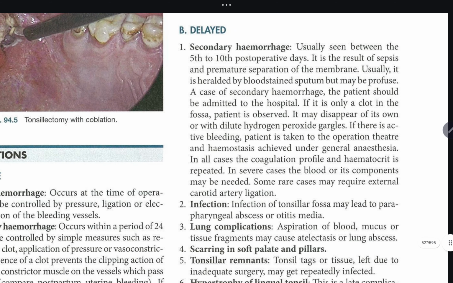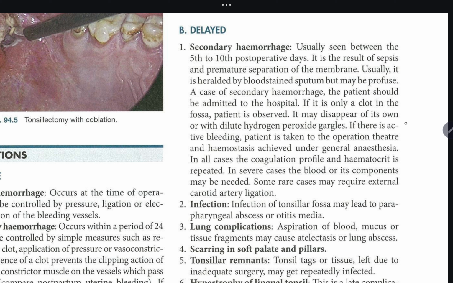Delayed complications. 1. Secondary hemorrhage. Usually seen between the 5th to 10th post-operative days. It is the result of sepsis and premature separation of the membrane. Usually it is heralded by blood-stained sputum but may be profuse. In a case of secondary hemorrhage, the patient should be admitted to the hospital. If it is only a clot in the fossa, patient is observed.